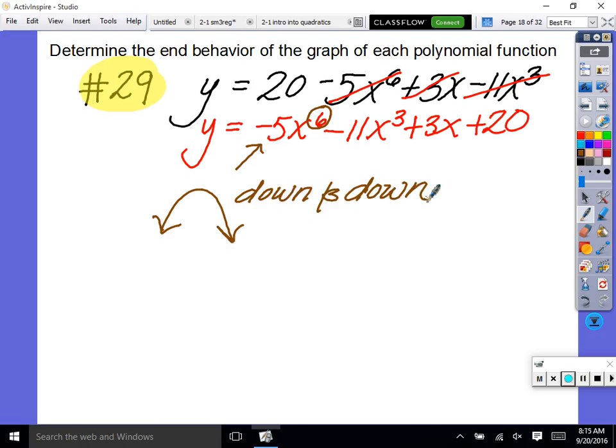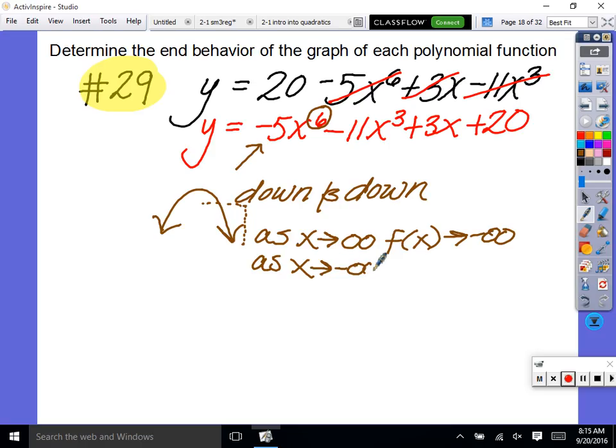So now we would write it in calculus notation as x approaches positive infinity, f of x approaches, so guys look, as x is approaching positive infinity, where's your function growing to? Negative infinity. As x approaches negative infinity, f of x is approaching negative infinity.